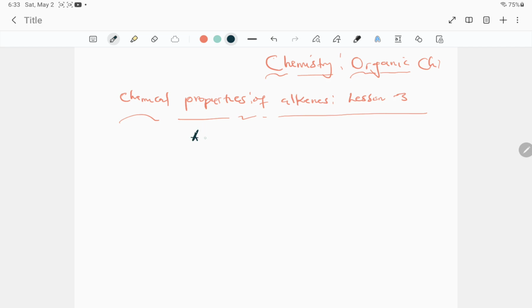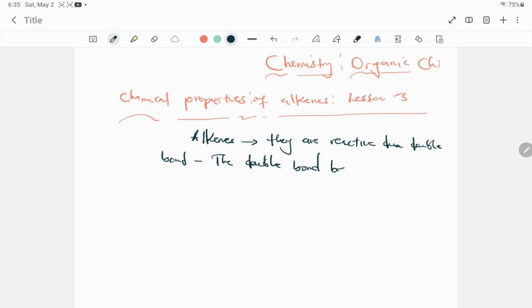We know that alkenes are reactive. They are reactive due to the double bond. Now what happens is that the double bond breaks. The double bond breaks during the reaction.